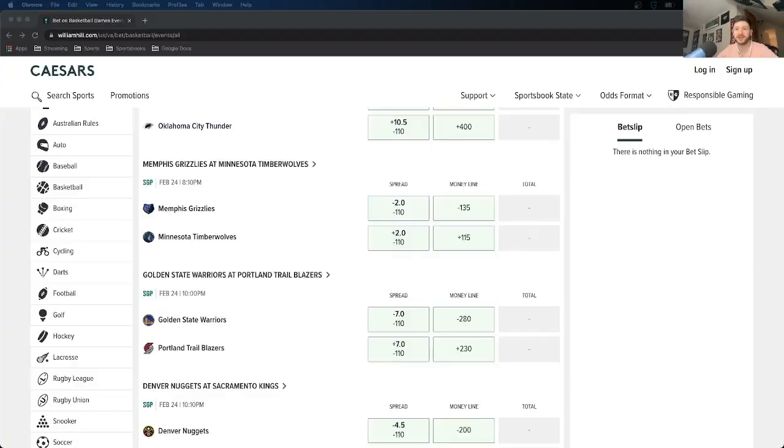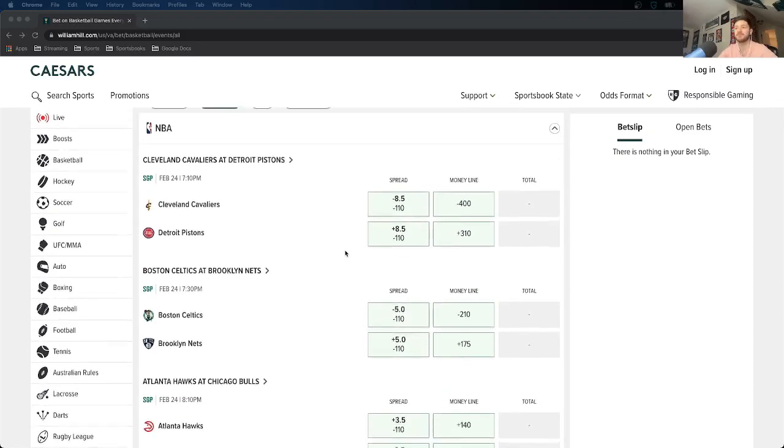So I figured the best way to talk about NBA player props is just to show you. What I have up here is Caesars Sportsbook, so I'm going to show you specifically how to navigate to them using Caesars. But with that said, the process is basically the same for every sportsbook. The buttons might be a little bit different, might be in a little bit of a different place, but overall the process is the same.